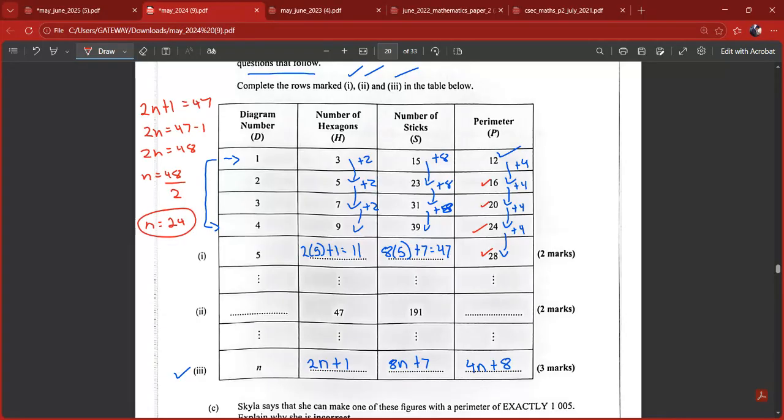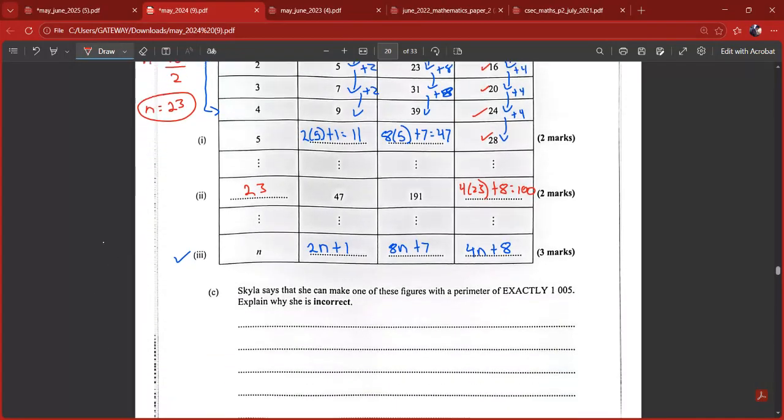So, no, wait a minute. That is 46. I made an error there. So it'll be 47 minus 1, which is 46. So it's 46 divided by 2, which is 23. And so you see, it was important to double check. Now that n is 23, we need to find the perimeter. So it can be 4 by 23 plus 8. 4 by 23 plus 8 is 100. So my answer is 100 there.